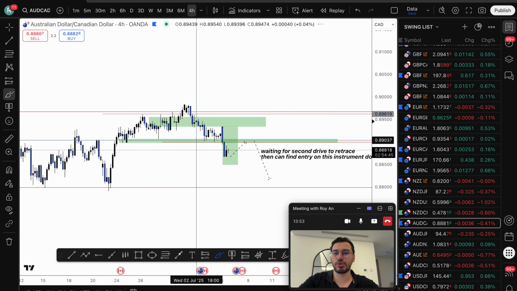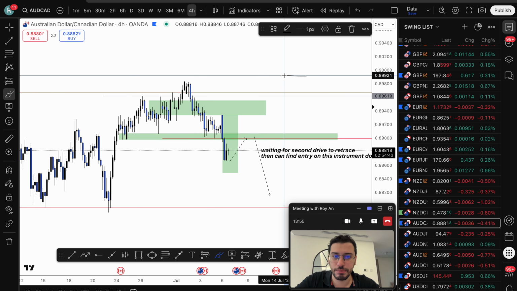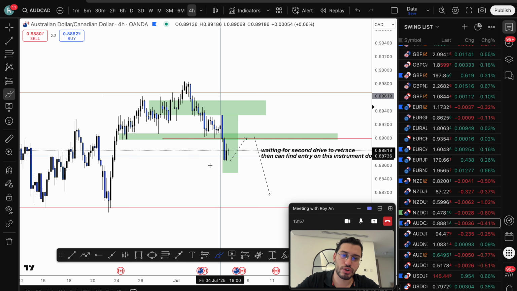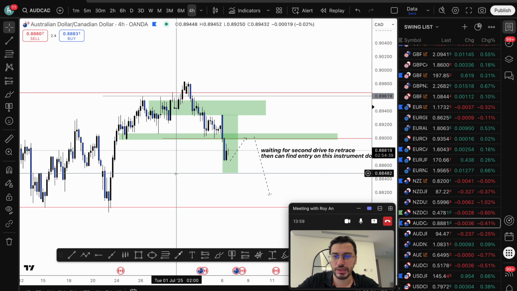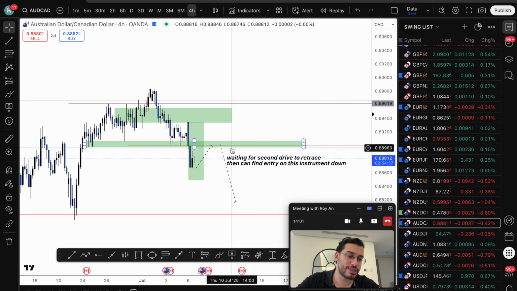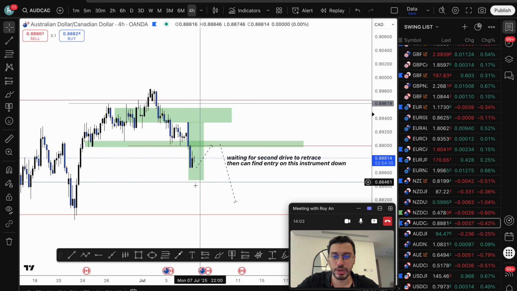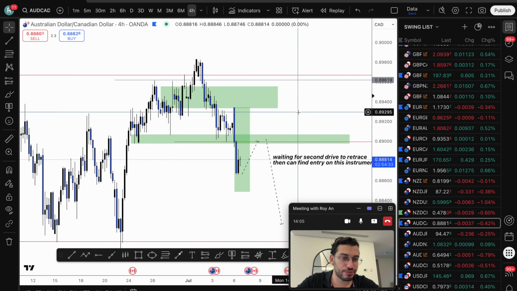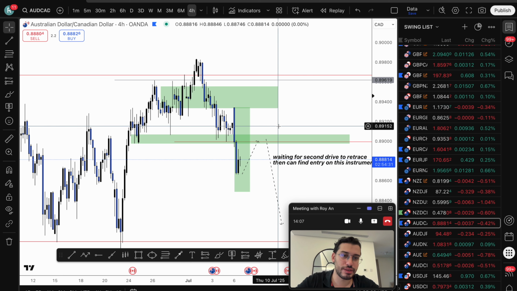So we go down to the 4 hours right here, as simple as that, and we see that the market is already pushing down. So right now, I'm just waiting for the market to come back into the 0.89 psychological level, so I can see the entry that I can find, if I can find an entry around this area right here.